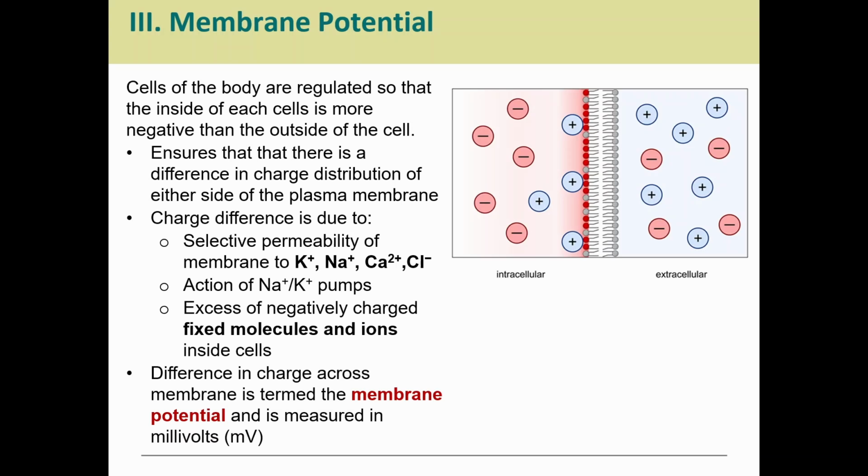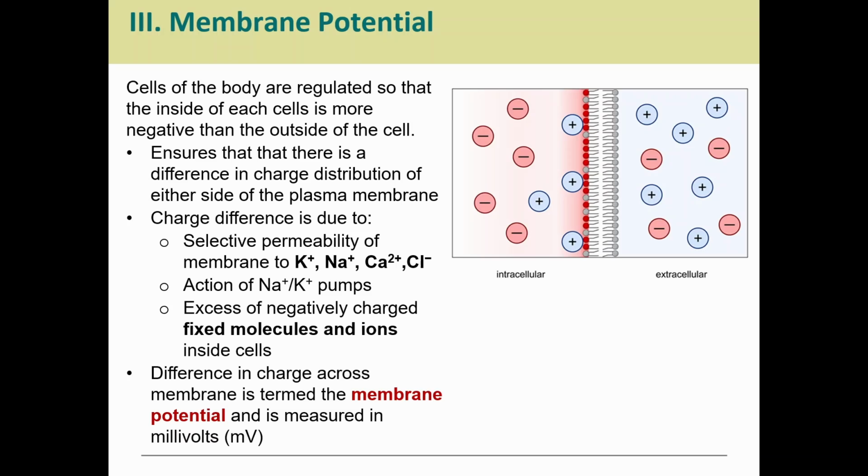Now, why do we have the charge difference? A lot of it comes down to the permeability of the different ions. So things like potassium, sodium, calcium, chlorine ions. Those will help contribute to the membrane potential, as well as the action of the sodium potassium pumps, so pumping out sodium, pumping in potassium. And then there are a lot of negatively charged molecules and ions inside the cell as well. So something like DNA is negatively charged. So we see a lot of that going on within the cell, that we're trying to maintain this negative charge.